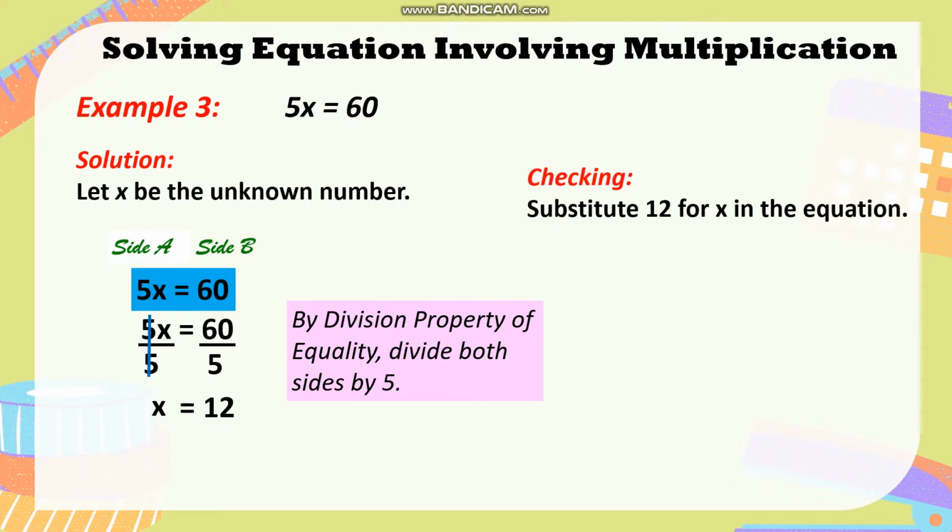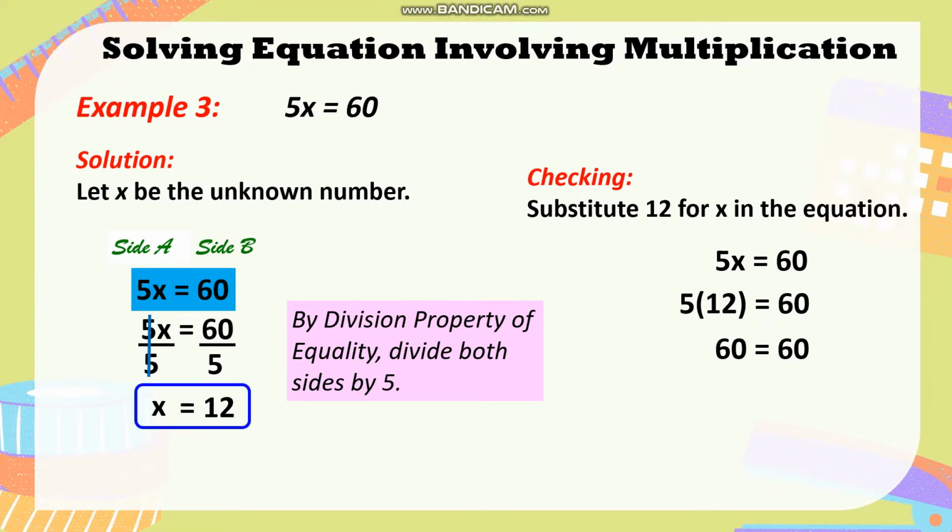Checking. Substitute 12 for x in the equation. 5x equals 60. Palitan natin ang x ng 12. 5 times 12 equals 60. So, 60 equals 60. Meaning, the unknown number is 12. Therefore, x equals 12 is correct.